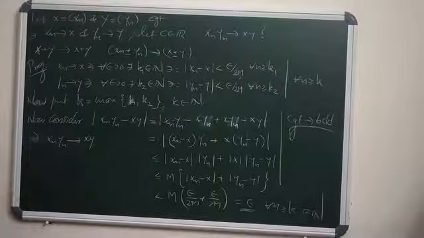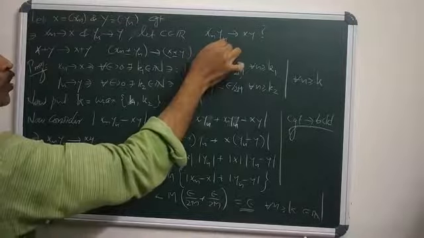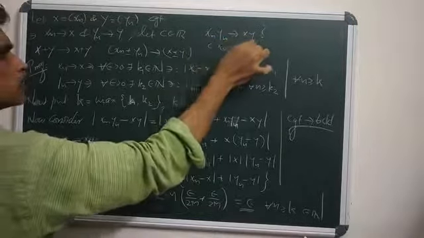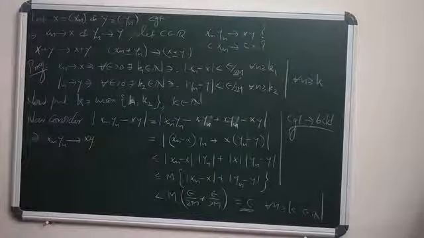And finally, let C be any real number. What about C into the sequence xn? Does it converge to Cx? When xn converges to x, can you say that Cxn converges to Cx? That's our next question. That's very interesting.